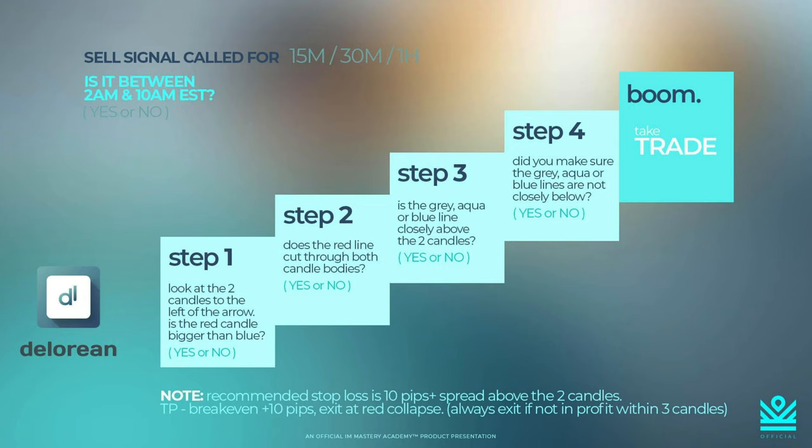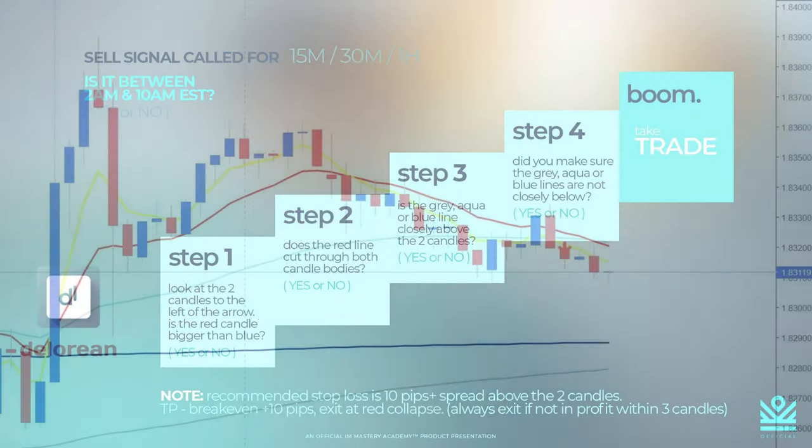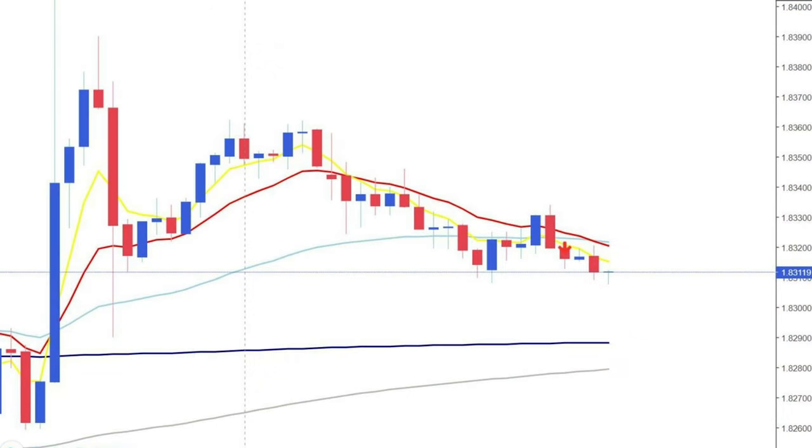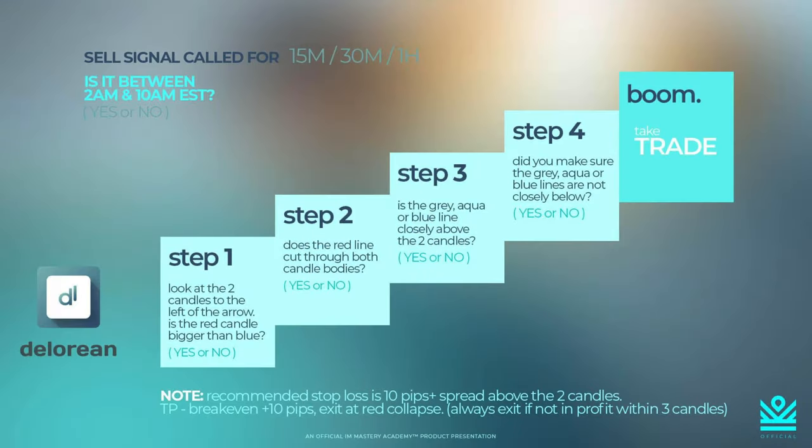So now your question is, is the gray, aqua, or blue line closely above the two candles or cutting through them? We go look, and we notice that the aqua is cutting through both. Again, the aqua is cutting through both. So we get a yes, and that leads us to step number four.